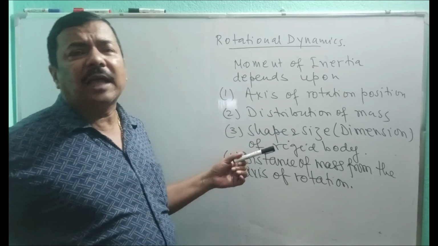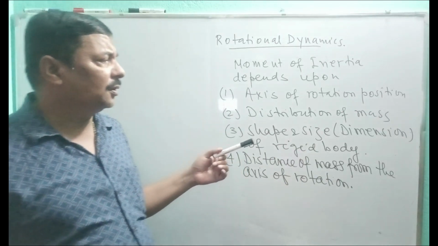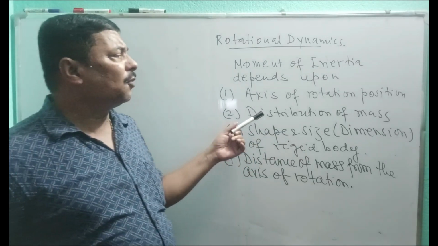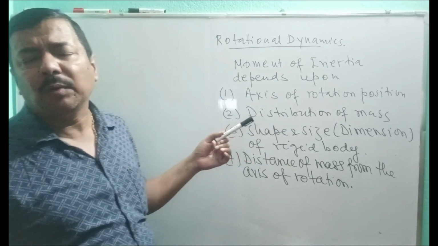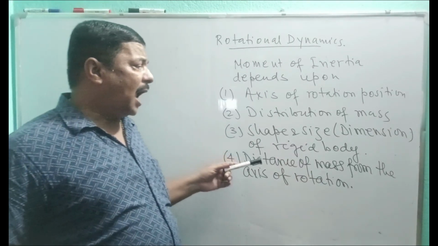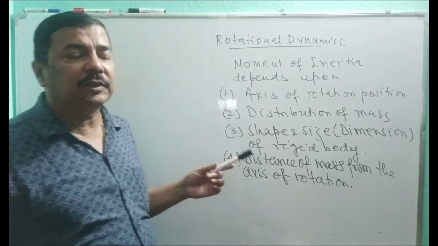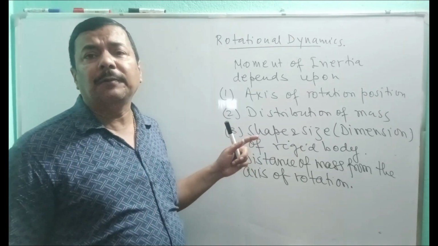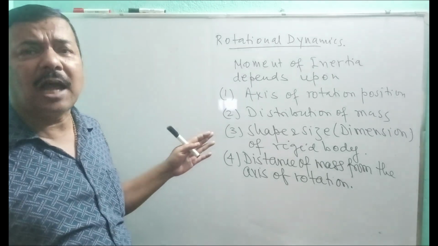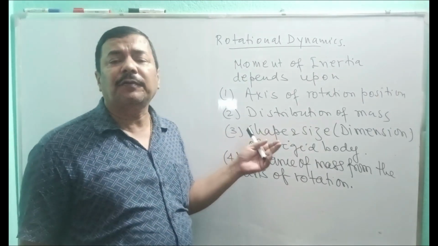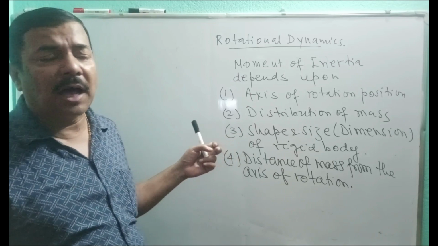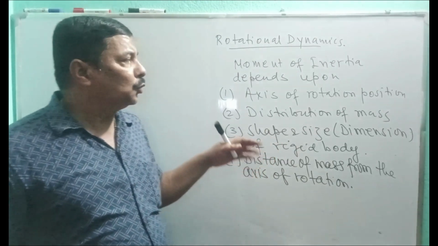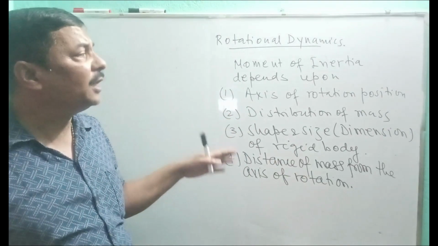Dimension means shape and size of body. If the body is large, then also the moment of inertia is different. Distribution of mass is basically the mass density, how the mass density is there. And also the distance of mass from the axis of rotation. If the distance of mass from the axis of rotation is large, then the moment of inertia will be different. If the distance of mass from the axis of rotation is different, the moment of inertia will be different. So these are the factors that you should understand very carefully.